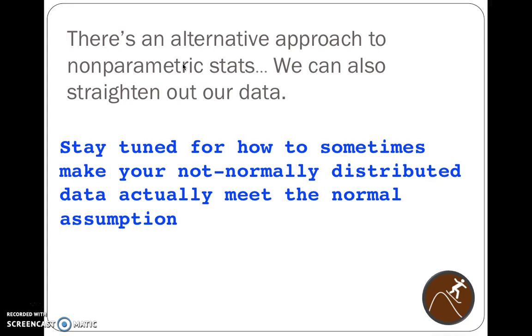Now, if all that was a headache for you because non-parametric statistics are confusing to you or they have a lot of weird names that you've not heard of, you can also straighten out our data. Now, how do we do that? Well, stay tuned for how to make your not normally distributed data actually meet the normal assumptions sometimes. So sometimes we can actually transform the data to make it meet the normal assumption. And if we do that, then we can do t-testing and do that paired t-test or even a group t-test if that's what's warranted. So how to straighten out our data and transform it is up next.